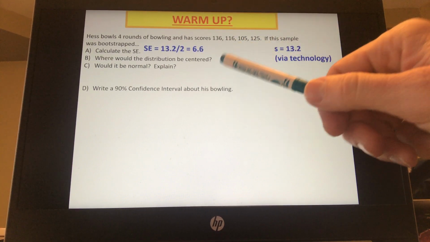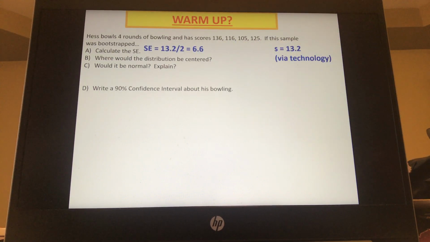So hopefully by now you're pretty comfortable knowing that the distribution is usually going to be centered at whatever the sample value is. The sample average for my bowling is around 120, 120.5 precisely. So it'll be centered somewhere between 120 and 121, somewhere around there. Should make sense. That's not a new topic. We've been doing things with that. Don't forget my bar on there, my X bar.